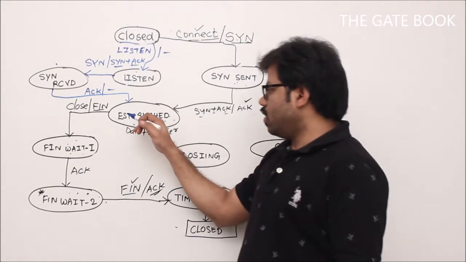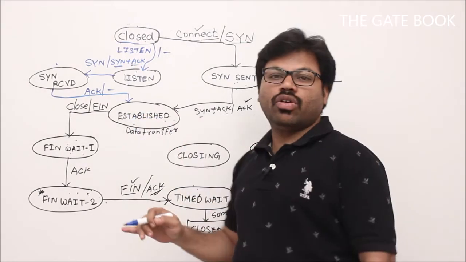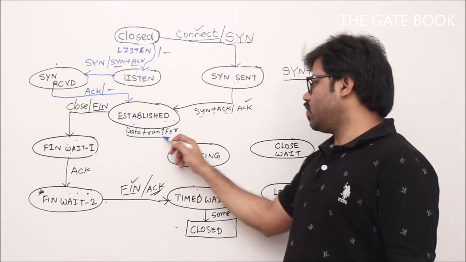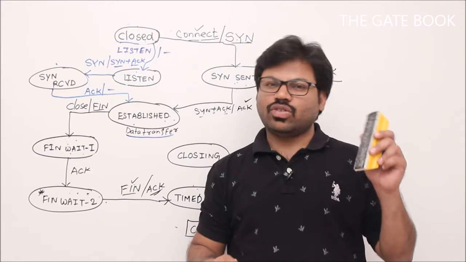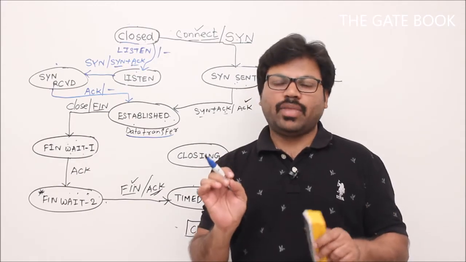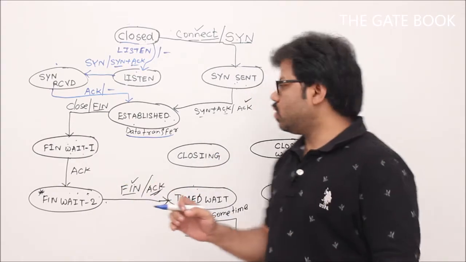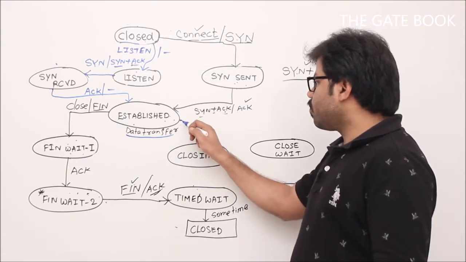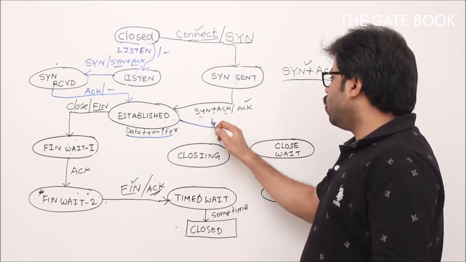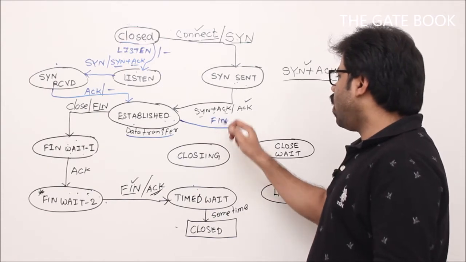So after ESTABLISHED state, what are you going to do? In ESTABLISHED, again some data transfer, right? Once data transfer is done, your client is going to send you a FIN packet, saying that the connection is closed. So that is the regular thing. So whenever you get a FIN packet, what do you have to do?